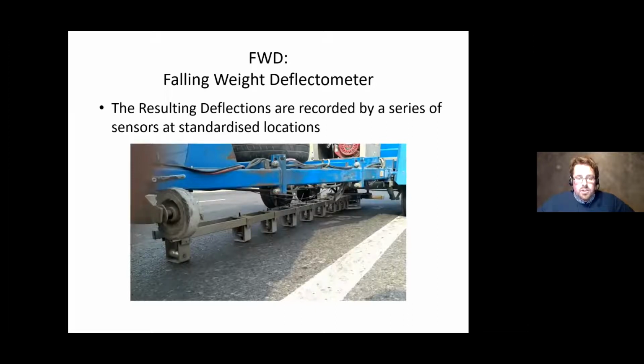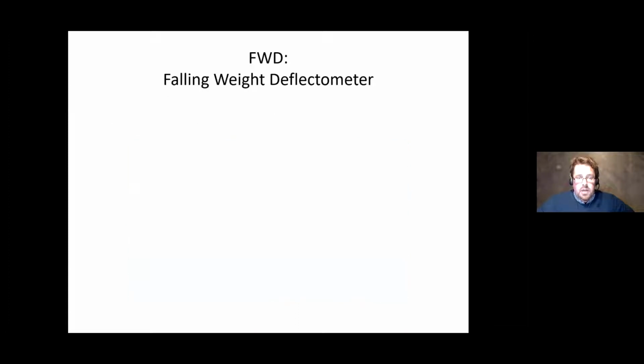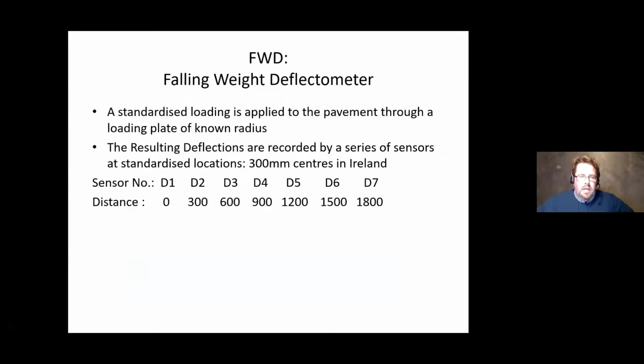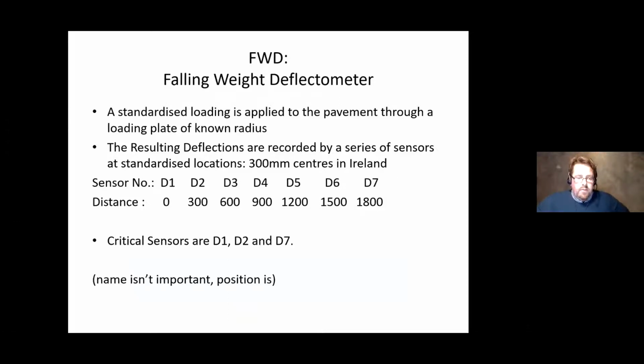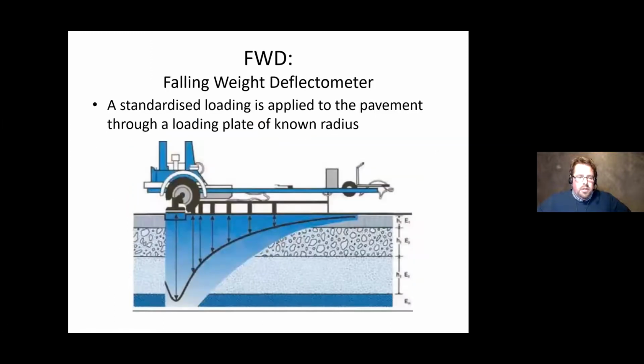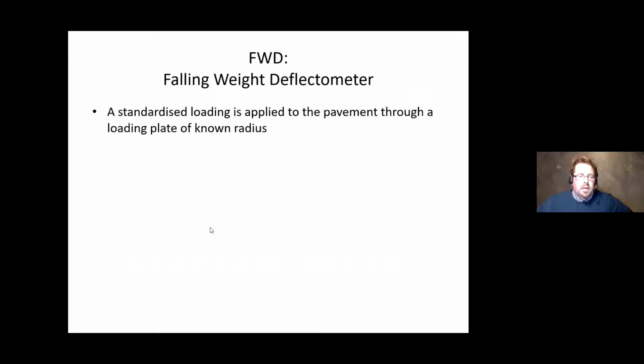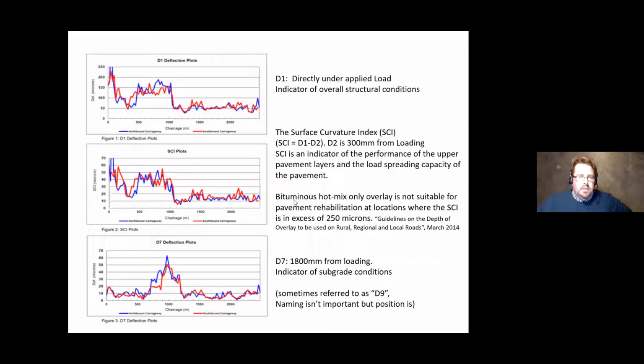The spacing of these geophones in Ireland is typically at 300 mil centers. And the spacings are important because the differences of the reading from these sensors tells you how the pavement is performing. So if I look back one shot here, directly under the pavement here, that's your D1. That's the overall structural capacity of the pavement. The D1 is directly under the load. So that's your overall pavement structure performance.